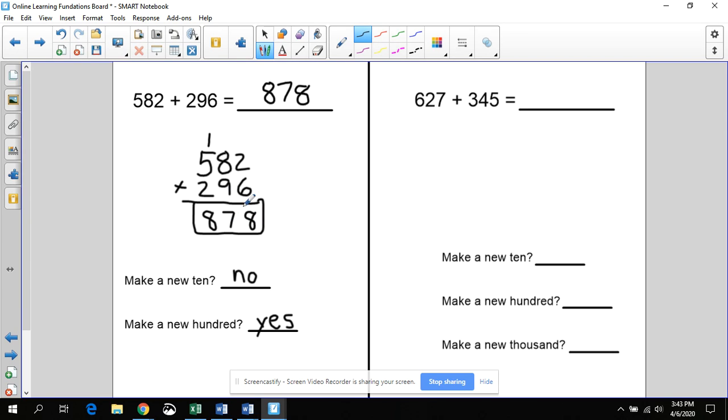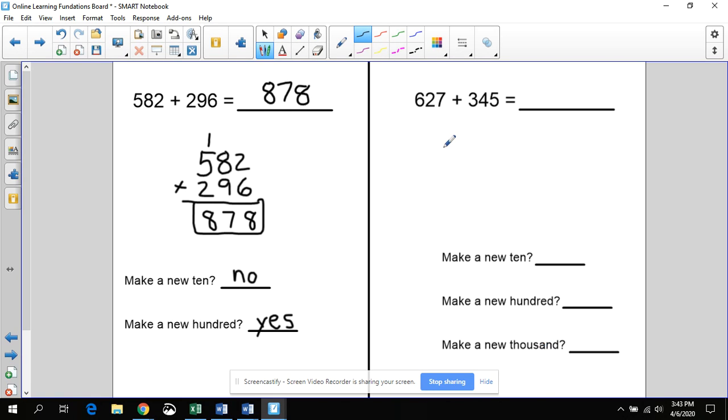So anytime you put a new group 1 above the tens, your answer to this will be yes. It was no here because I didn't. Anytime you put a new group in the hundreds, the answer is going to be yes to make a new 100 like I did here. And then on the second page, they're going to add a third question, make a new 1,000.